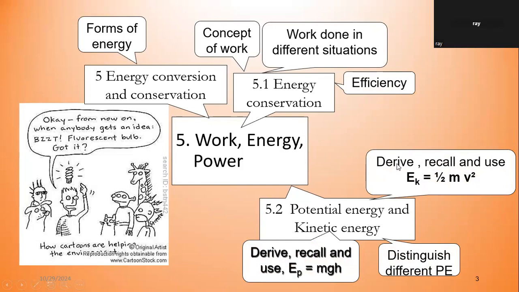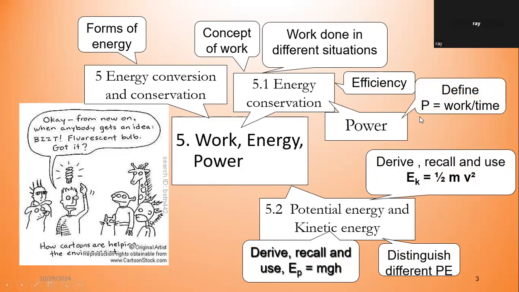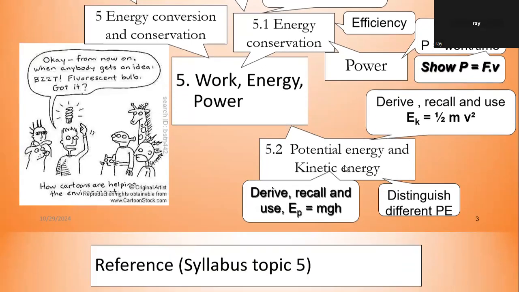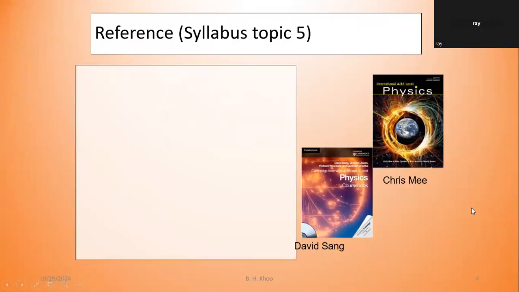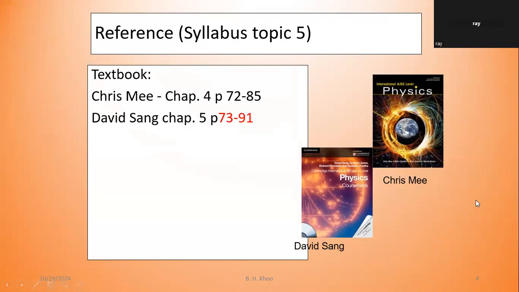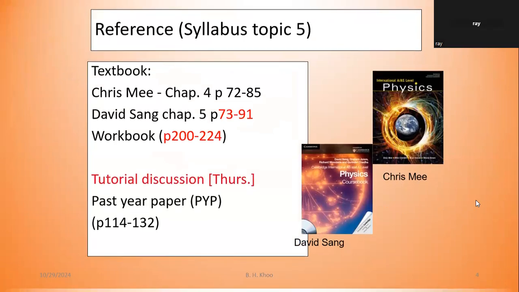Derive and recall gravitational potential energy, MGH. And then we will also cover power, right? And define power as work divided by time. And then derive this equation, P equals FV. Don't bother about the textbook, you can use your own textbook.